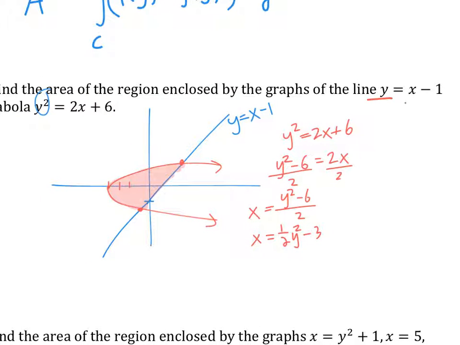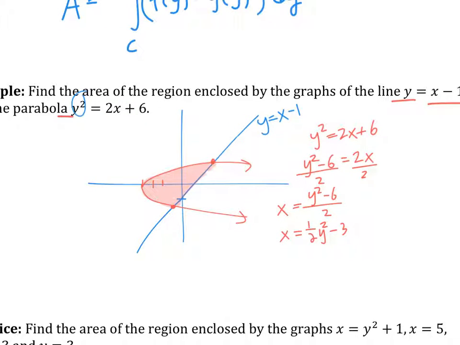Okay, y is equal to x minus 1. y squared is 2x plus 6. So y is x plus minus 1 is the new y. That's equal to 2x plus 6. Okay? Actually, that's not a good idea. Can we do like y plus 1 equals x?